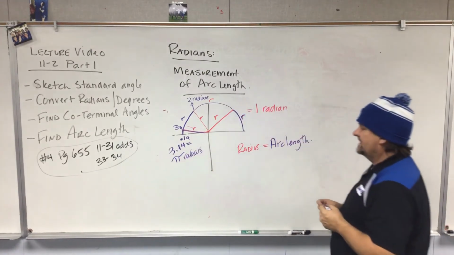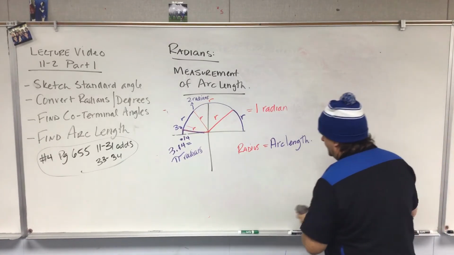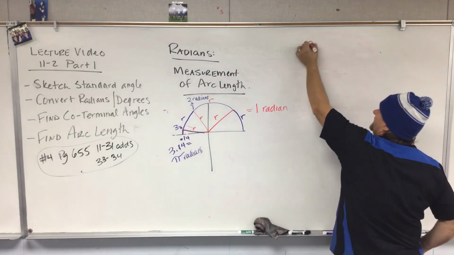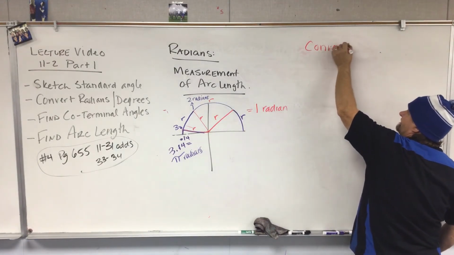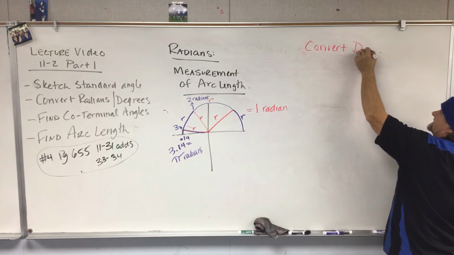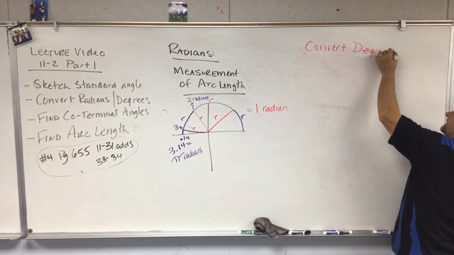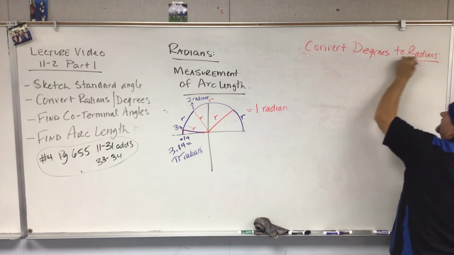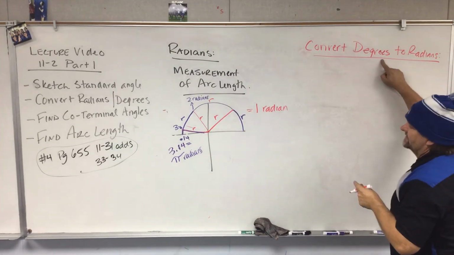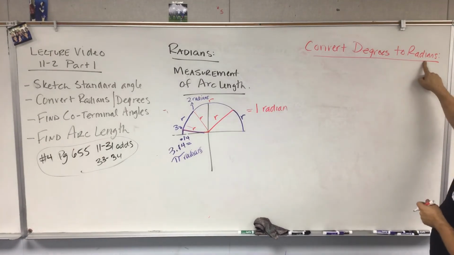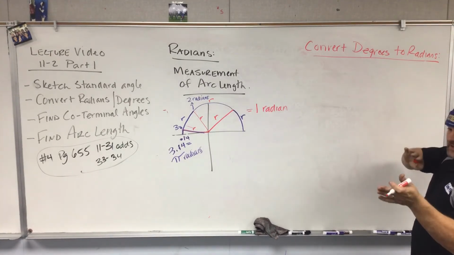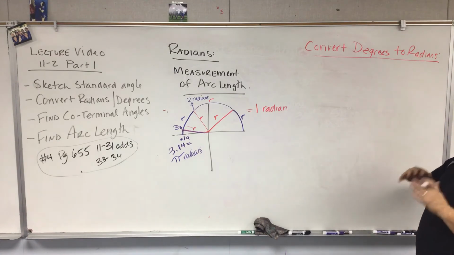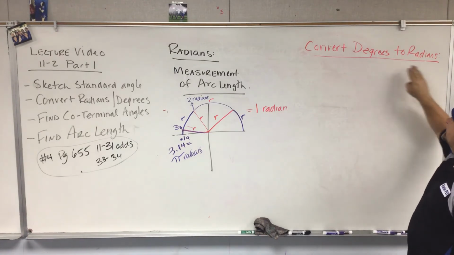All right, so why is that a big deal? Well, we need to convert things sometimes. So we need to convert degrees to radians. So degrees are a unit of measure, and radians are a unit of measure, kind of like feet and meters. They're the same. They measure the same things. They just do it with different values. The same thing with degrees and radians.